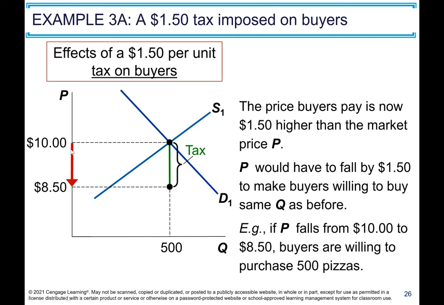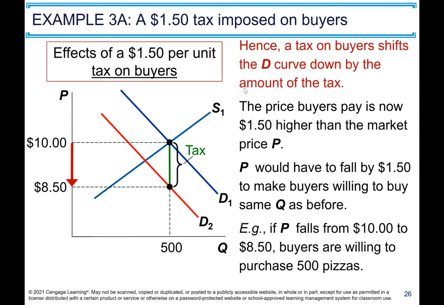And this is what is shown. If you lower the price from 10 to 8.50, we will sell exactly the same amount of pizzas, that vertical distance being the tax. Hence, a tax on buyers will shift the demand curve by the amount of the tax. The demand curve will shift down by $1.50. This is $1.50 right here.